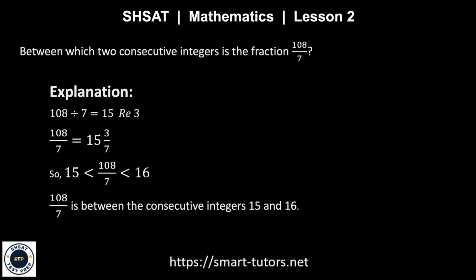The next thing we'll learn: between which two consecutive integers is the fraction 108/7? Two consecutive integers means you need to find two whole numbers that 108/7 lies between. What you can do is make this number into a mixed number. That gives you 15 and 3/7. You know how to make the mixed number: you have to divide, right? So 15 and 3/7 lies between 15 and 16, right?